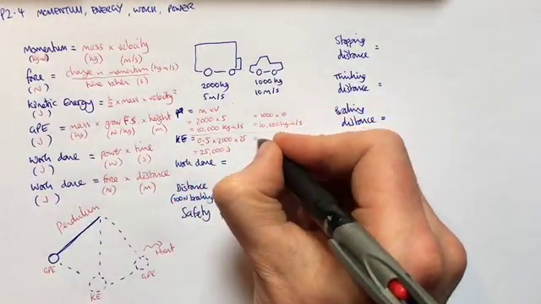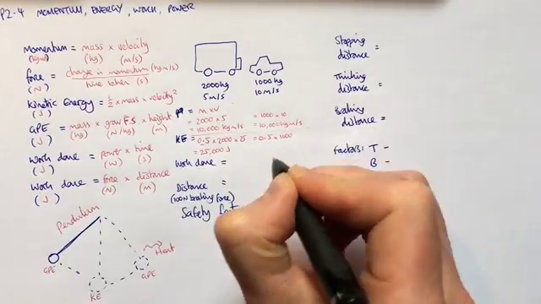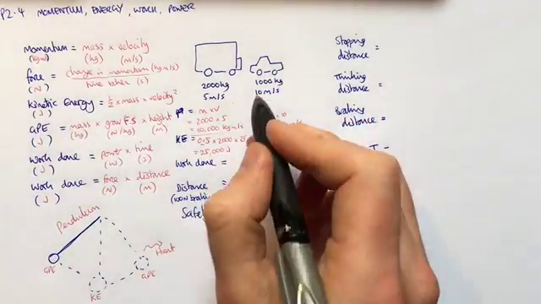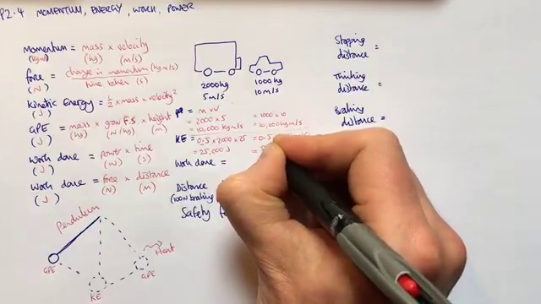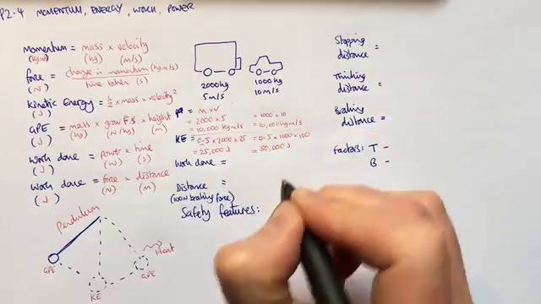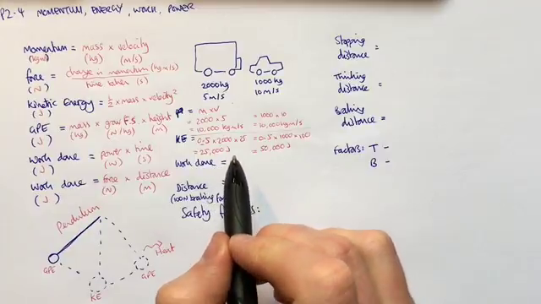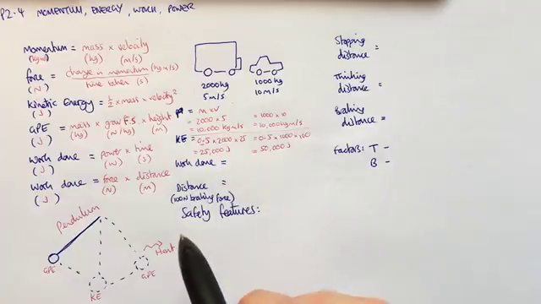For the car, 0.5 times 1,000 kilos times 10 squared. 10 squared is 100. So we get 50,000 joules. So even though the momentum's the same, the kinetic energy is different. The kinetic energy depends more on the velocity than it does on the mass.